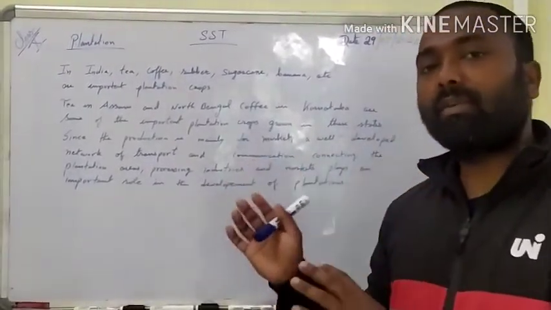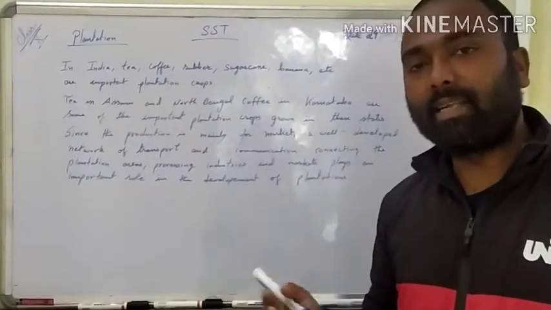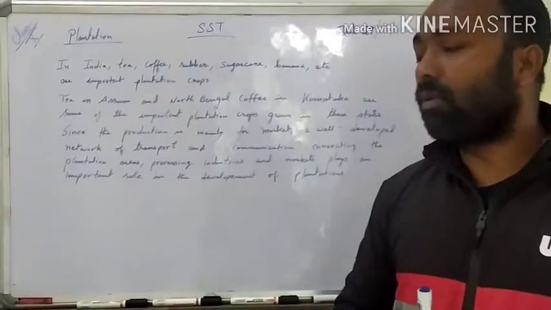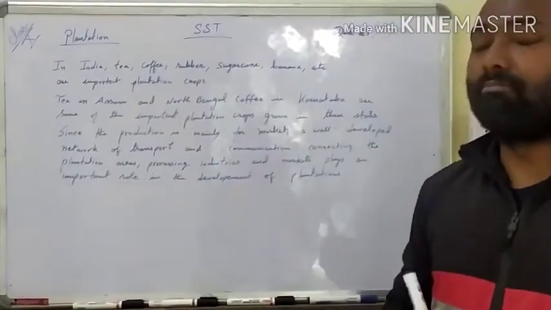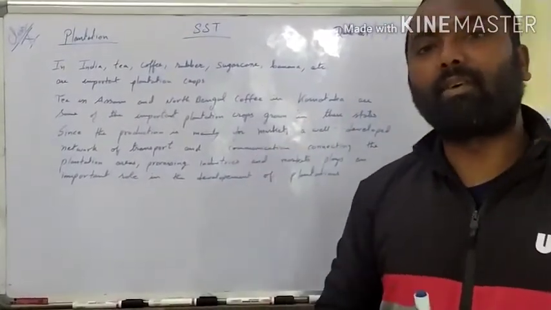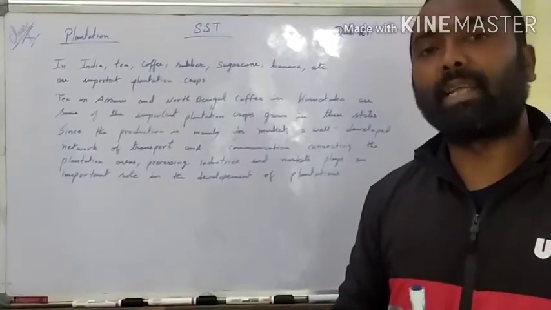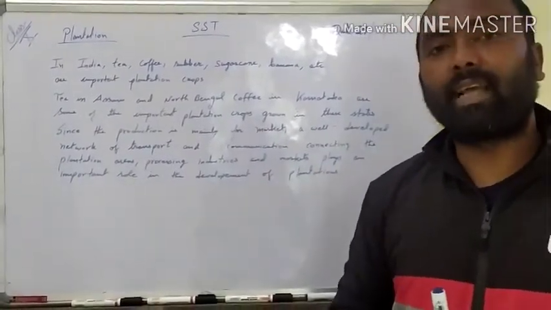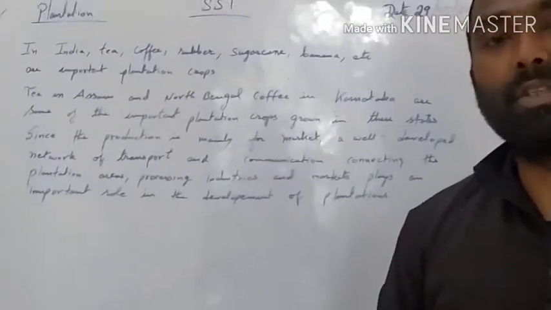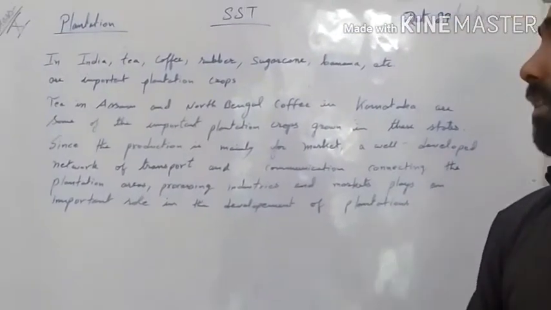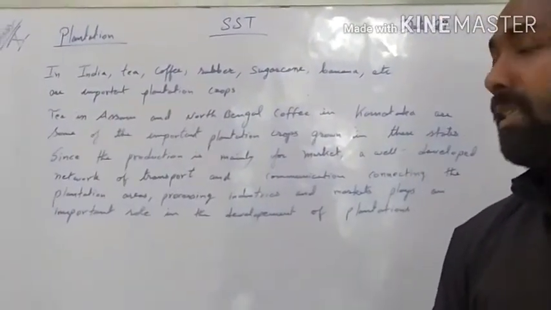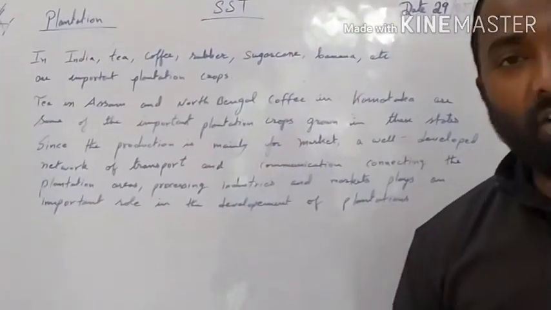Now, when we talk about tea and coffee, as we know, it is a very important plantation crop. Tea is mostly grown in Assam. Though it is grown in the northern side of our country also, that is North Bengal, Assam is considered as the highest producer of tea in the country. That is why we consider it as a tea producing state.